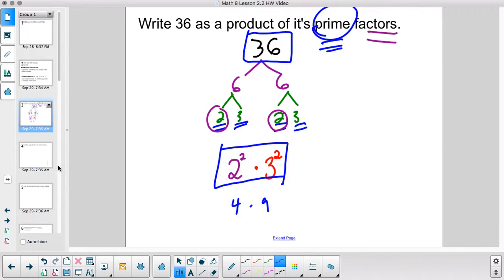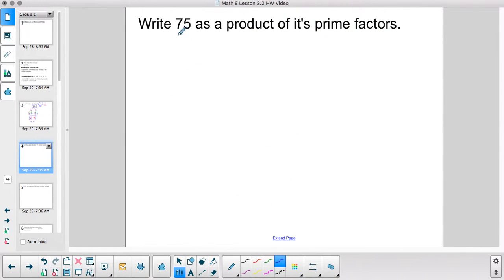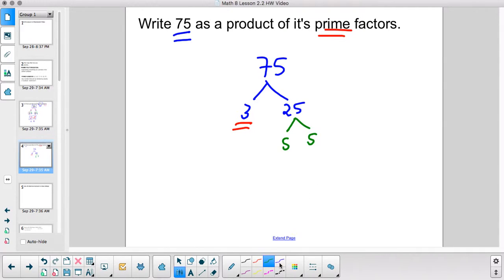Let's try another. If you want to write 75 as a product of its prime factors, we can do this a few different ways. I first think of 3 times 25. Oh, and I see that this is a prime number, 3, so I'm going to stop with this branch. 25 is 5 times 5. Oh, and 5 and 5 are both prime factors, so I'm going to stop.